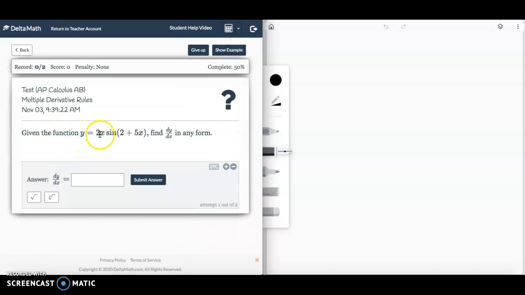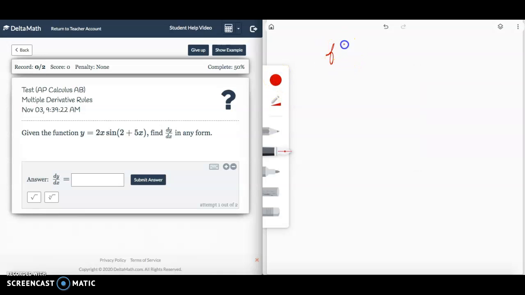Given the function y equals 2x sine of 2 plus 5x, find dy dx in any form. First and foremost, notice a couple of things. I'm going to have to use chain rule at some point because I have a 2 plus 5x inside of a sine function. And then I also have this sine function multiplying this 2x. So I'm going to start with my product rule.